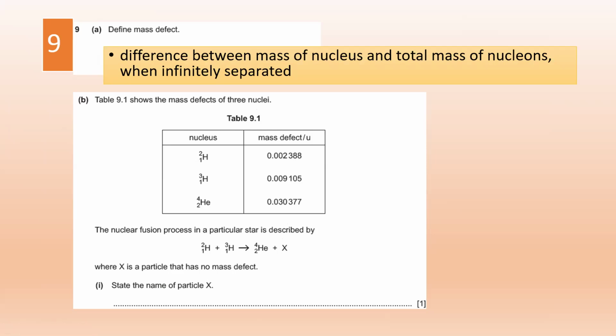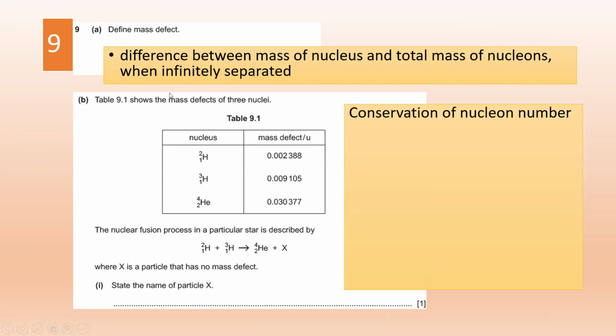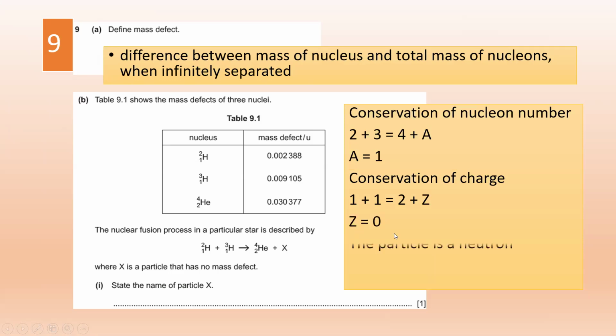You can work it out, or most likely it's a neutron. Work it out, you can say conservation of nucleon number. At the top there, left hand side and right hand side must be the same. That one is A. So A is 1. Then the conservation of charge. 1 plus 1 equals 2 plus Z. So Z equals 0. So it's a neutron. Particle is a neutron. They don't expect you to do all this. Can guess it straight away, but if you cannot guess it, then work it out. They won't give you extra marks.